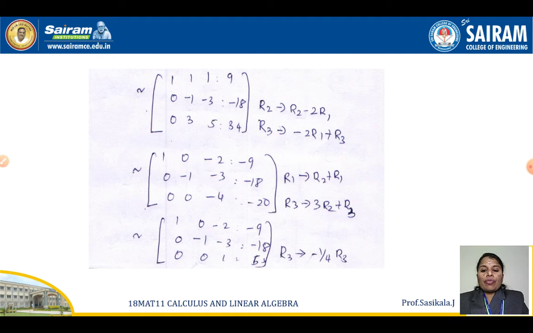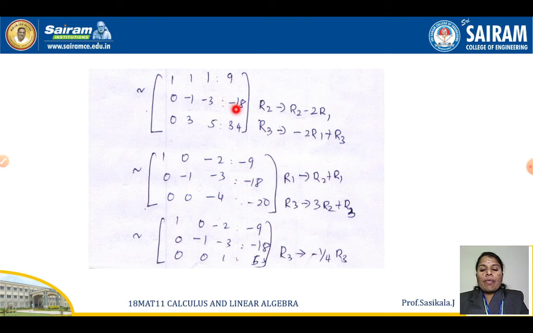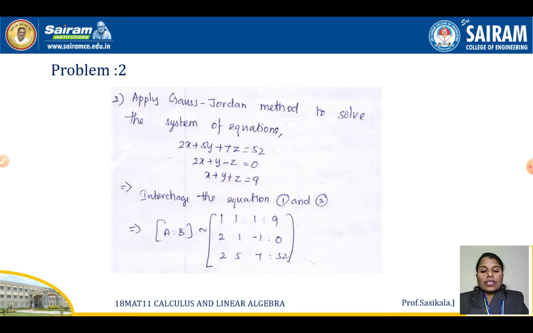Okay. Now to make the second row and third row elements 0, we have to use the first row, which is R2 implies R2 minus 2 R1. So what will happen? Multiply with 2: 2, 2, 2, 18. So 2 minus 2 is 0, 1 minus 2 is minus 1, minus 1 minus 2 will be minus 3, and 0 minus 18 will be minus 18. That has come: 0, minus 1, minus 3 and minus 18. Next one, third row, again you are supposed to multiply with 2.